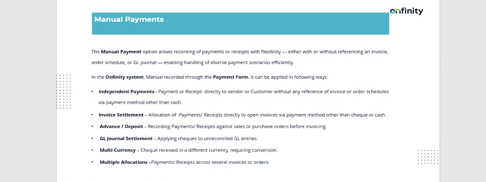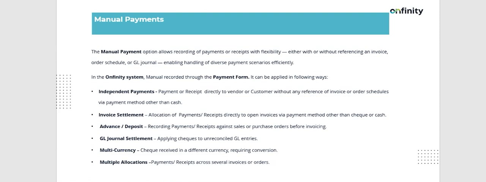Overview of manual payment. The manual payment option allows users to record payments or receipts flexibly, with or without invoice, order, or GL references. It supports various payment scenarios efficiently, enabling users to manage check payments, online transfers, and card payments seamlessly. In the Onfinity system, manual payments are recorded through the payment form, which supports multiple use cases, such as independent payments, direct payments to vendors or receipts from customers without any invoice or order references.